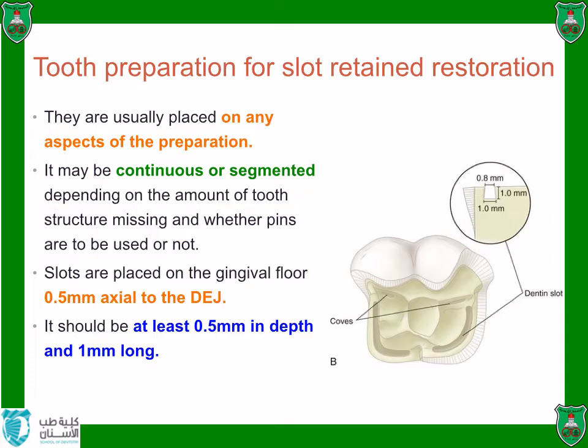Sometimes if you place those retention grooves not in a horizontal plane but in a vertical plane, we call them cuffs, as you see in this schematic view. Now the depth of them should be at least 0.5 to 1 millimeter in dentin, and they should be placed in the gingival floor, 0.5 millimeter axial to the dentino-enamel junction, and this is in case that we are using direct restoration as a final restoration. So they should be 0.5 millimeter axial to the dentino-enamel junction in case of direct final restoration.